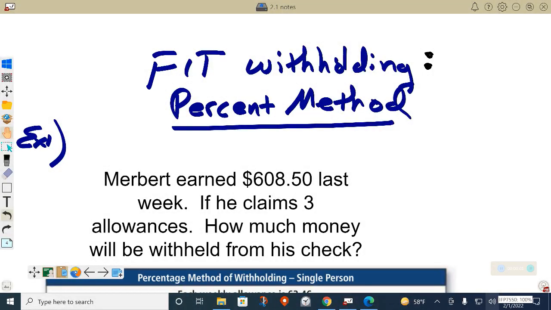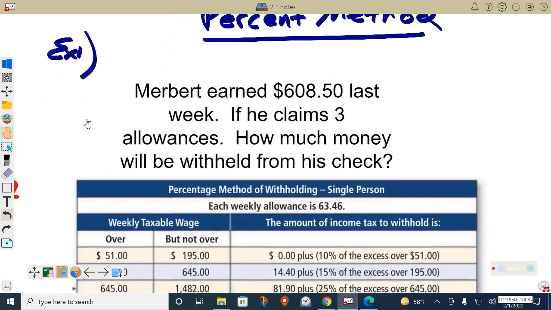Yesterday was the table method, now it's the percent method. It's very easy, but it's a little bit different. So go ahead and write down example 1, we're going to dive right in.